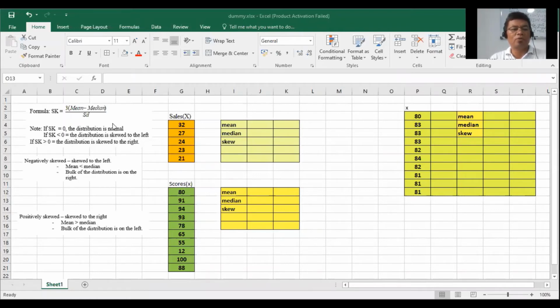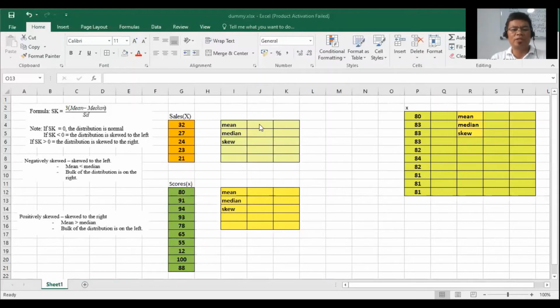But before we go to the value of SK or skewness, may we first determine the values of the mean and median in each group of data here. There are 3 groups of data here, so we can make use of them in determining the value of the skewness coefficient, so we can tell whether each set of data is normal or not, positively skewed or negatively skewed.